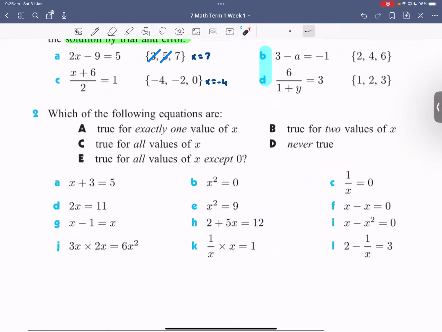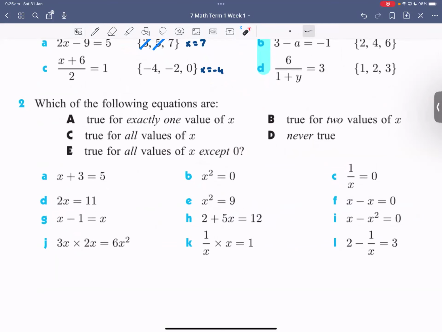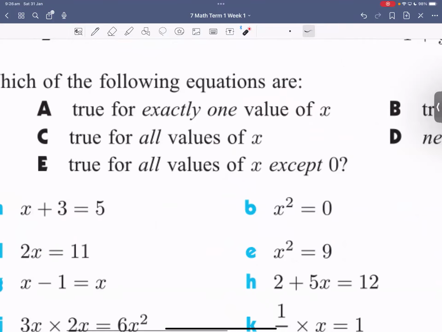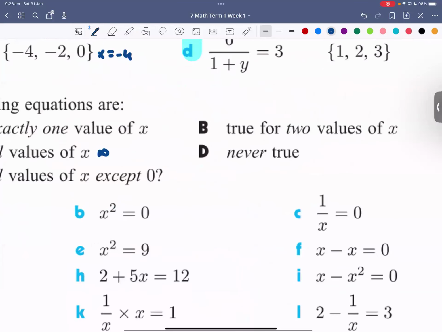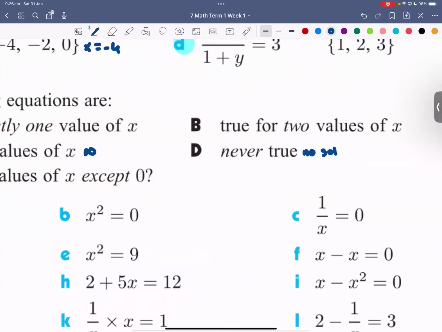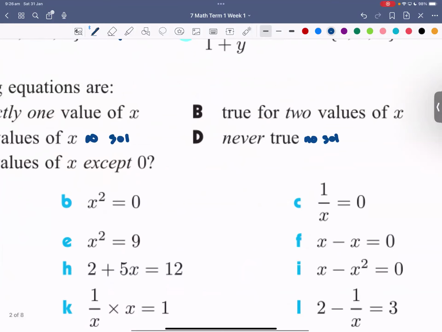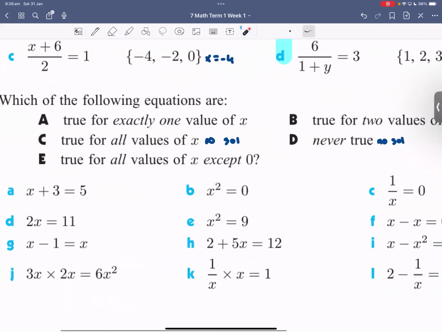All right, question number 2 is asking you, for these equations, is there one answer? Is there two answers? Is it all values of x? Guys, all values of x means what type of solution? What word did I use before? Infinite. All values of x means infinite solutions. Never true means no solutions. This one means infinite solutions. This means no solutions. And this last one means true for all values except 0.